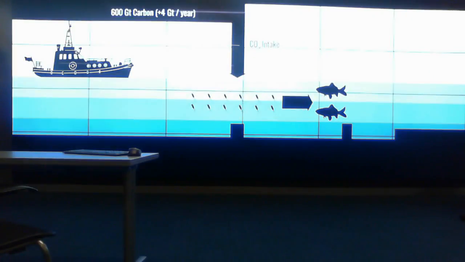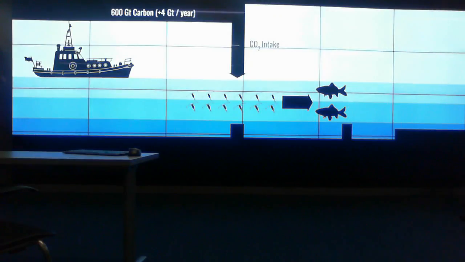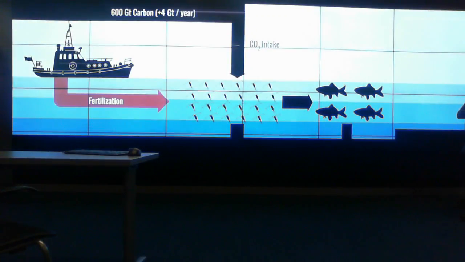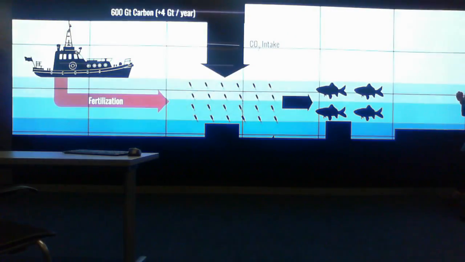So here's how it works with fertilization. So here's the system as it stands. So we send boats out, and they fertilize the system. And so they fertilize the system, which causes an increase in phytoplankton, which causes an increase in some of these other marine life. So essentially that increase in phytoplankton feeds the whole food web, causing increased productivity across the board, and then increasing the amount of CO2 sequestered in the bottom of the ocean.